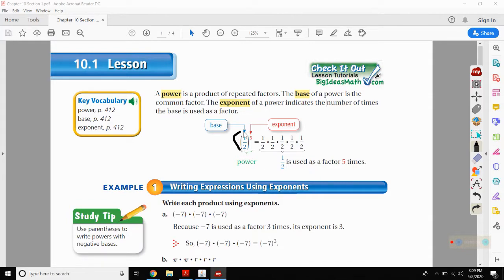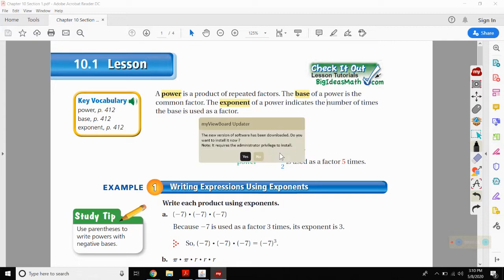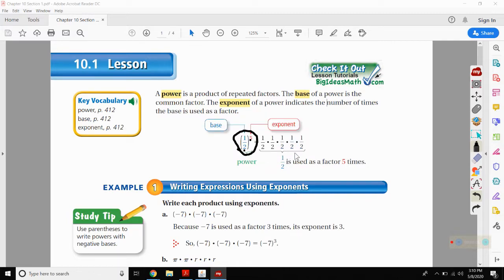So with this number here, we have written 1/2 to the 5th power. What does that mean? Well, we have this half. The half is our base. That's our regular number. And then our exponent is 5. What that means is we're going to multiply that base by itself 5 times. And you can see by our example here, it's a half times a half times a half times a half times a half. So we're multiplying that half 5 times.